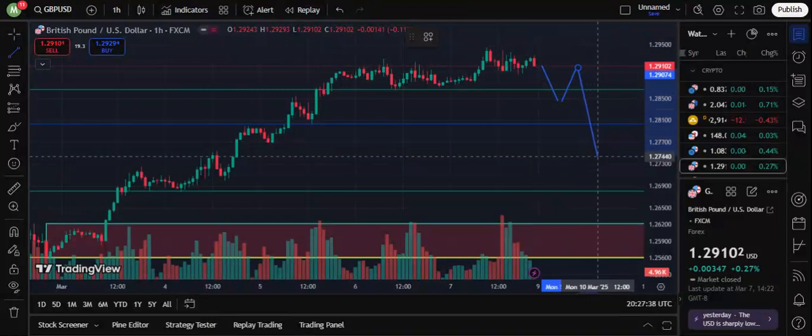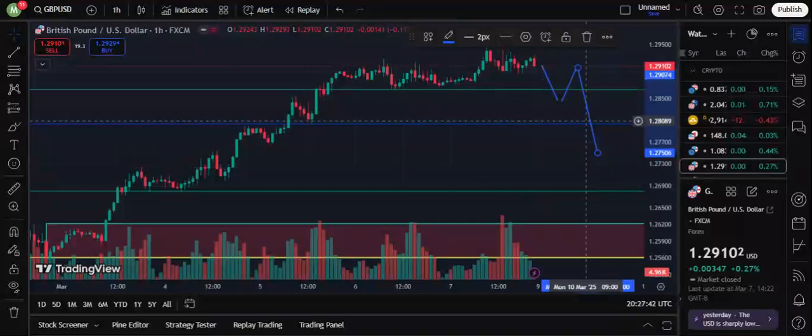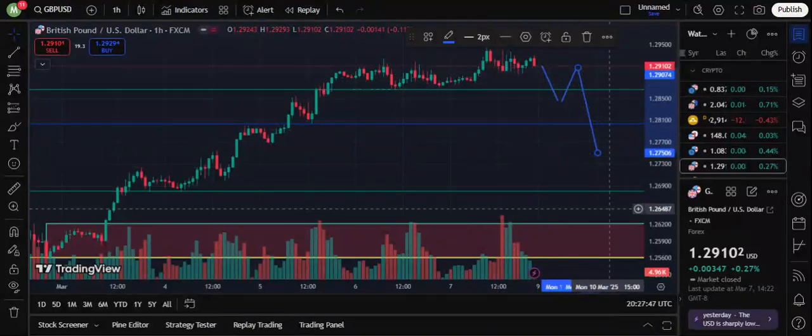So it will make some waves before it comes down to break this area, break it, come back to this supply, and then start selling down to reach this area before they start buying.